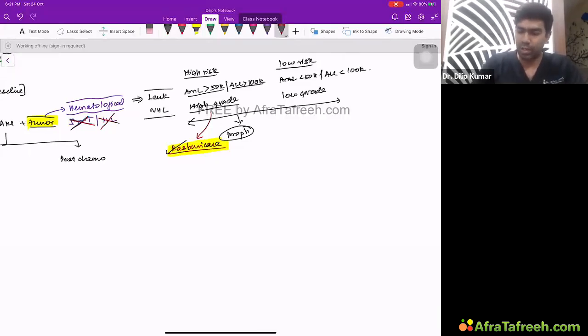And if it's going to be a low risk tumor, then in this condition, allopurinol alone is enough. Allopurinol alone is enough in this particular situation. I don't really need any other thing.